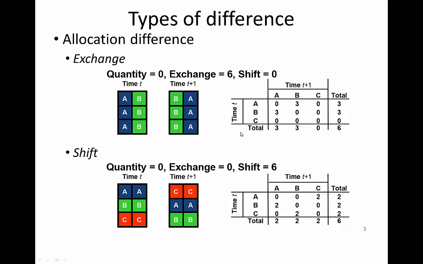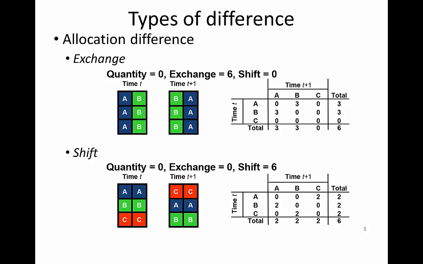Exchange occurs when, for example, one element classified as A at t plus 1 is classified as B at t, and an element classified as B at t plus 1 is classified as A at t. From this definition, we establish that exchange involves at least two categories. Shift refers to the difference remaining after subtracting quantity difference and exchange from the total difference.